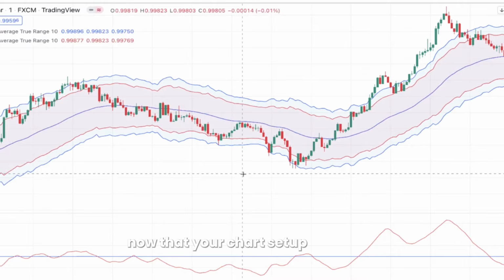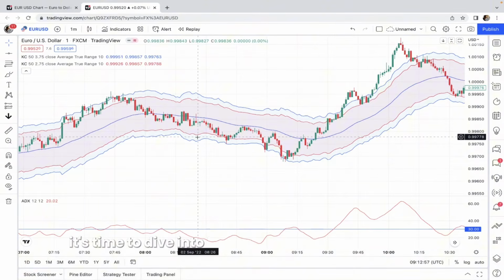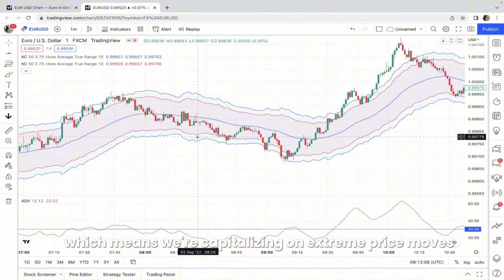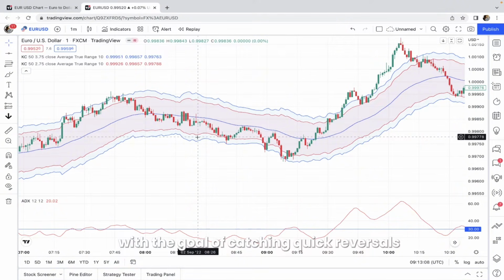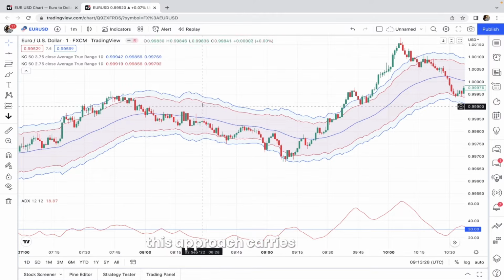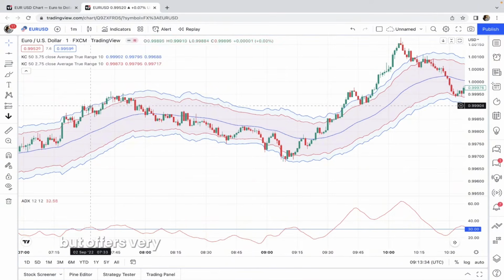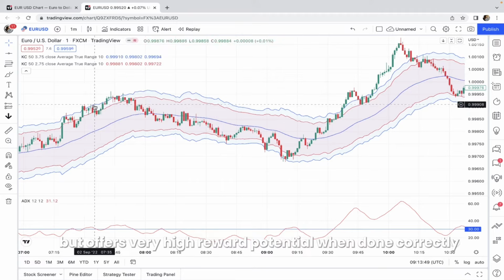Now that your chart setup is complete, it's time to dive into how to use this strategy effectively. This is a volatility scalping method, which means we're capitalizing on extreme price moves with the goal of catching quick reversals. Compared to trend-following strategies, this approach carries higher risk but offers very high reward potential when done correctly.